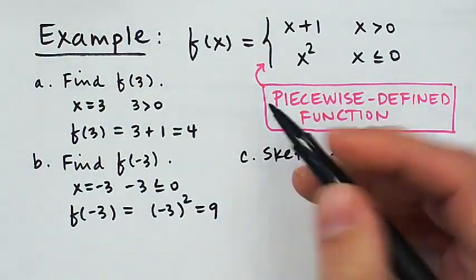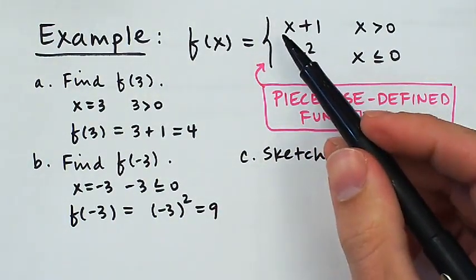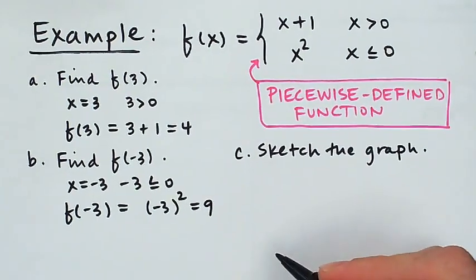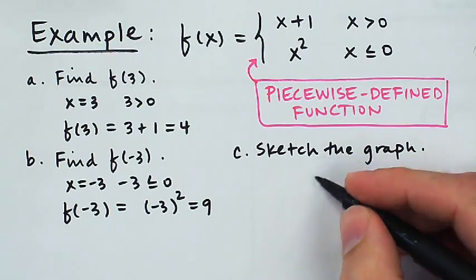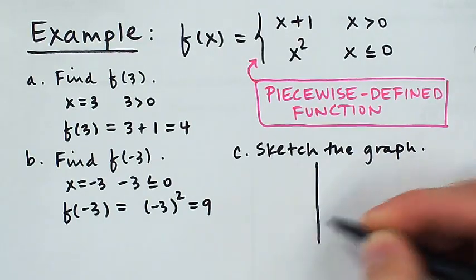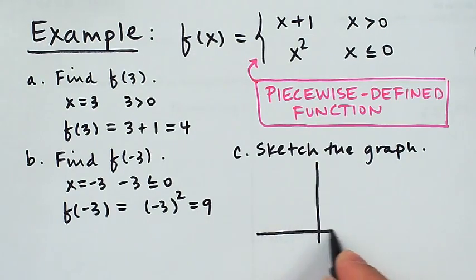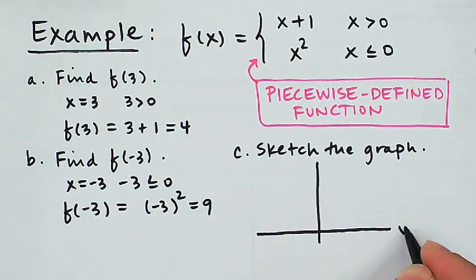Okay, but these are two things that we already know how to sketch. We know how to sketch y equals x plus 1. We know how to sketch y equals x squared. So we're just going to sketch parts of both of those on the appropriate intervals. So I can see I'm not going to need a whole lot of, or any negative y's. So I'm just going to draw my axes this way.